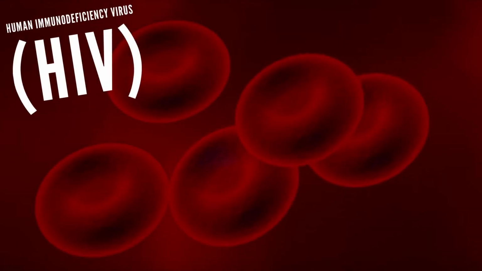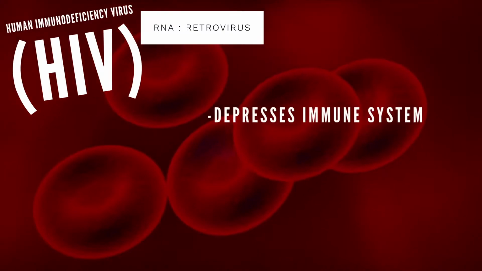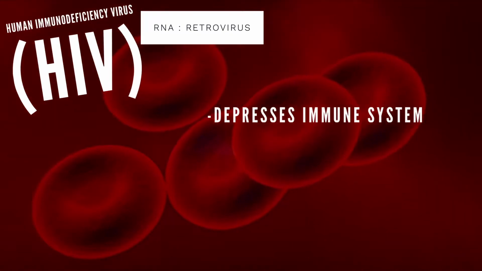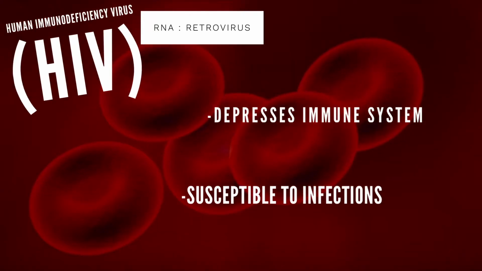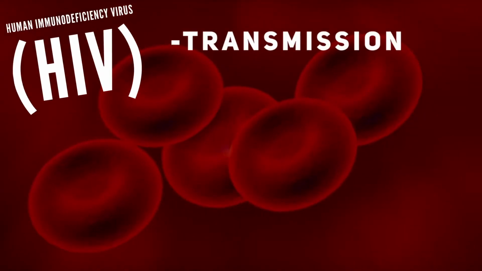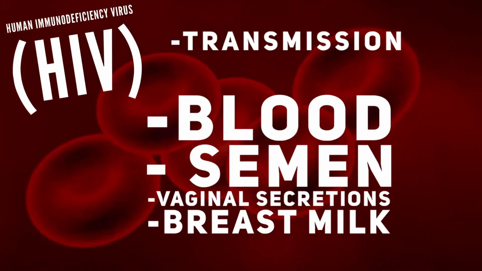Human immunodeficiency virus, HIV, is a retrovirus that depresses the immune system. Usually people with HIV are more susceptible to infections that are normally controlled through immune responses. The transmission of HIV is through contact with infected blood, semen, vaginal secretions, or breast milk.